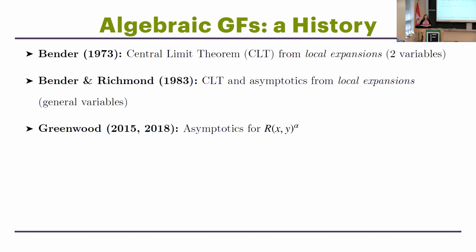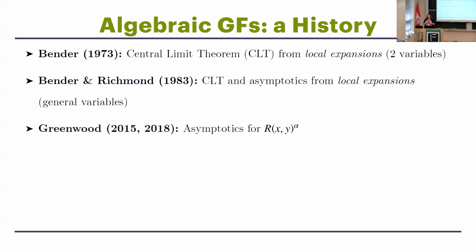So in 1973, Bender had some results for a central limit theorem from what I'll call local expansions in 2 variables. Local expansions just means that if you can rewrite your algebraic generating function in a certain way, then you can prove that it has a central limit theorem. 10 years later, in 1983, Bender and Richman came up with the result for a central limit theorem and asymptotics from, again, this idea of local expansions, which I won't go into more detail of, in general variables. So now it's not just two variables, but general variables.